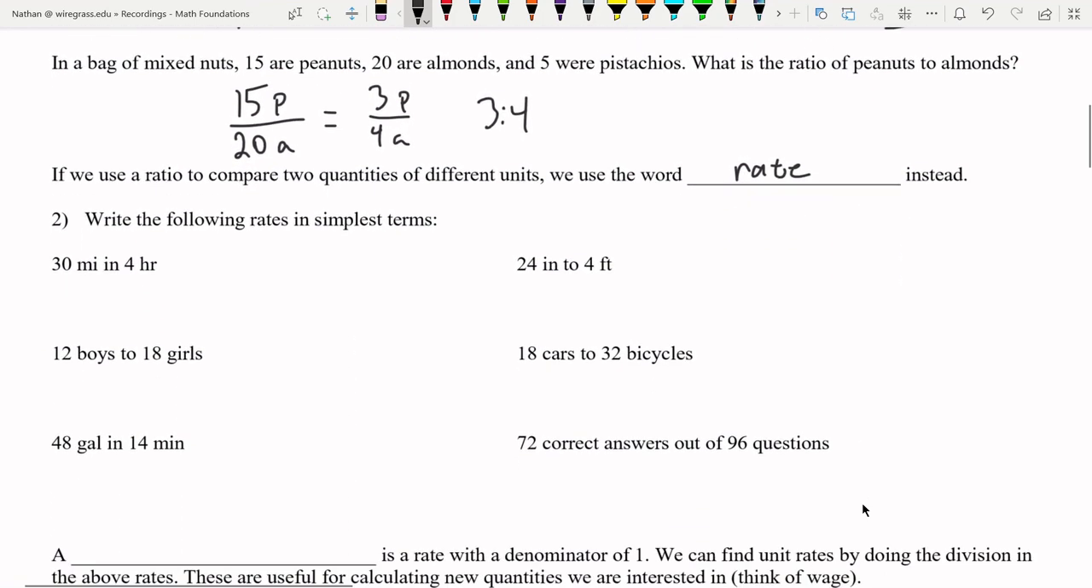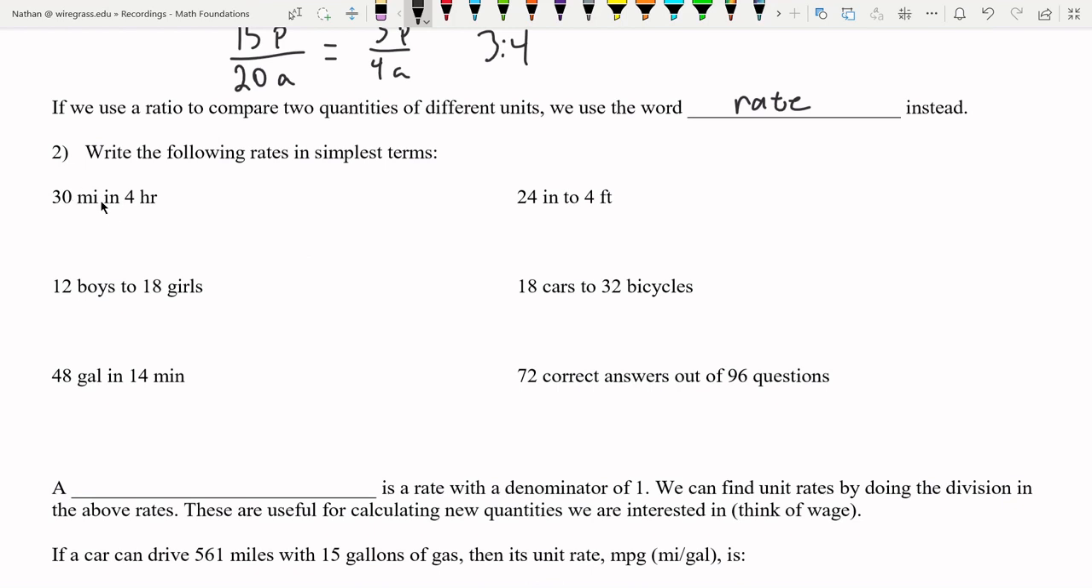So for rates, it's the same format as a ratio. We're going to have 30 miles in 4 hours. And I can reduce top and bottom by 2. I get 15 miles per 2 hours.